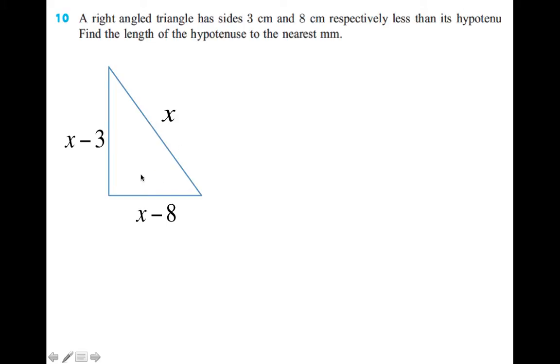Now you're like, well, how do I make an equation? Well, if we were given the area, we could make an area equation, but we don't know the area. So we're thinking, okay, we don't know the area. What else do we know?